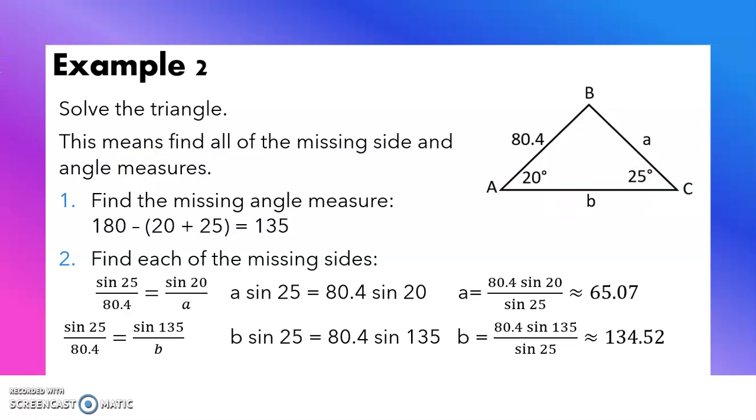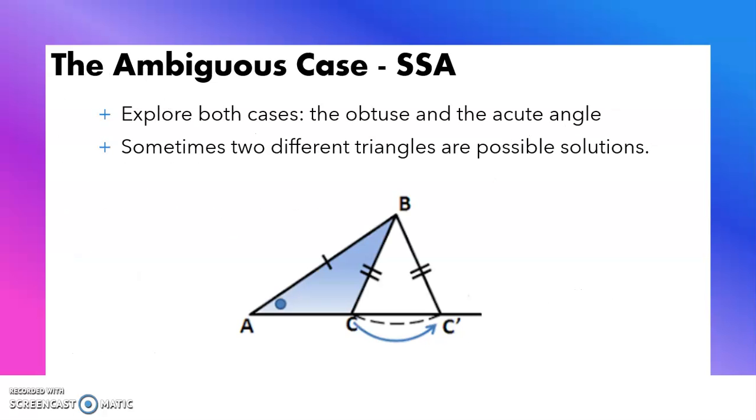Okay, let's talk about what we call the ambiguous case. You may recall in geometry class when we were talking about congruent triangles, there was one abbreviation we were not allowed to use, SSA. If you read that backwards, you will remember how we remembered not to use that one.